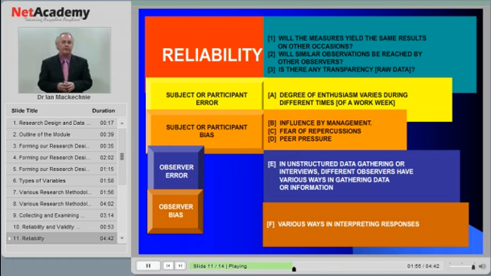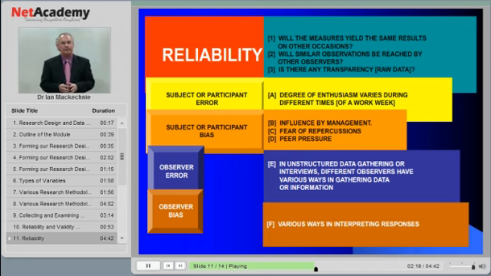So if we survey someone on a Monday or a Friday, we might find that the result would be different if we conducted the same sort of survey or collected the same sort of information on a Wednesday. So there we might have, unbeknownst to us, subject and participant error. These are the things as researchers we've got to think through.